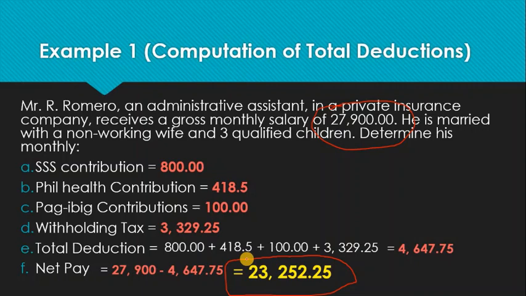Okay, so that's how the total deduction works. You have to identify the gross pay, and you have to get all the SSS, PhilHealth, Pag-IBIG, and tax contributions. Okay, so that's how it works. I hope it is clear to you now. So that ends my video on the computation of total deductions.